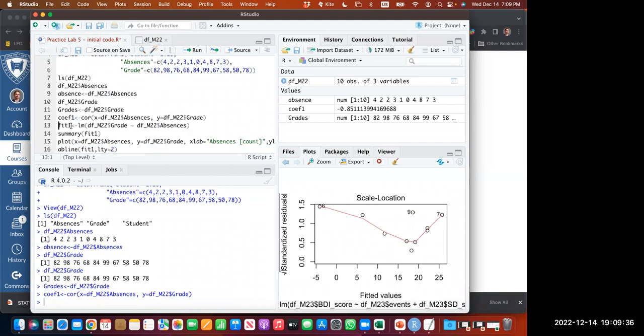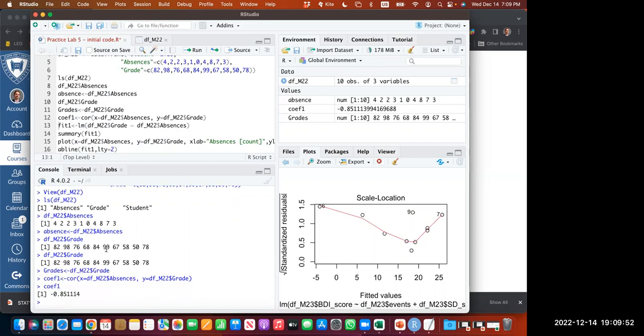So CoF1 from now on will just contain one number, which is minus 0.85, the correlation coefficient of our absence example. If we go now in the console and write CoF1, it will automatically recognize that we just want that correlation coefficient of minus 0.85. So we can call this object whenever we want to call it. If we go now to line 13, any questions so far?